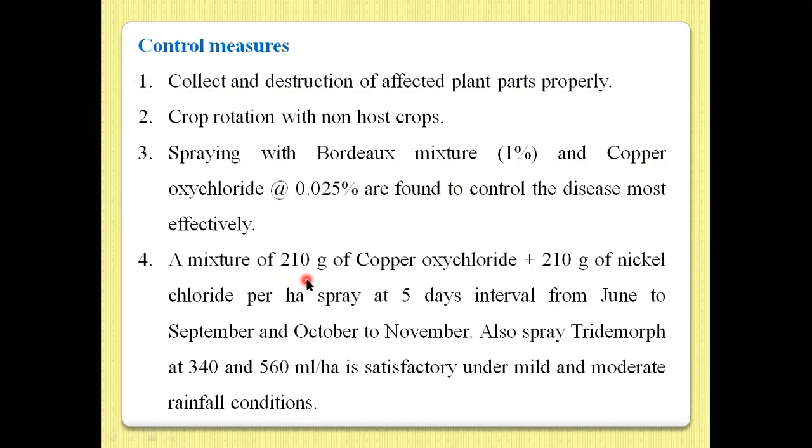Or sometimes use a mixture of 210 grams copper oxychloride plus 210 grams nickel chloride per hectare. This spray is generally done at 5-day intervals from the June month up to the September month or up to the November month. Instead of copper oxychloride and nickel, you can also use tridemorph. In this way you can control this disease effectively under mild and moderate rainfall conditions.